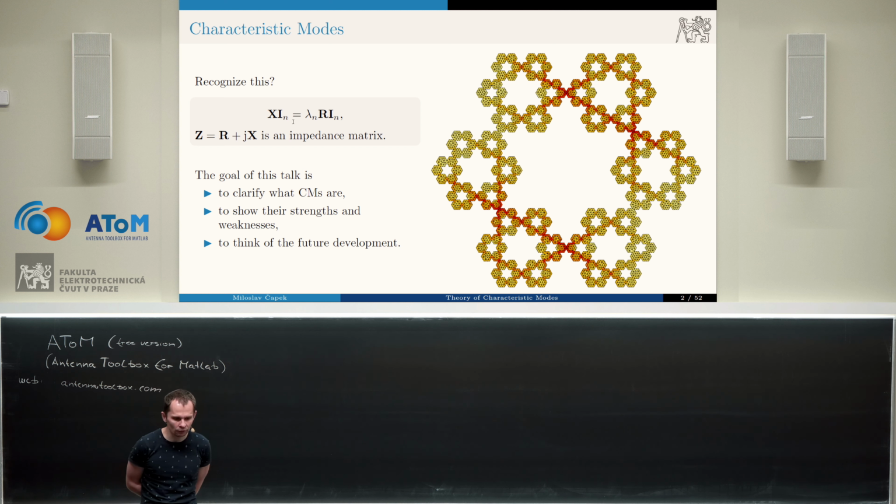Here, by the way, on the right-hand side, you can see a characteristic mode, in fact the dominant one, for a fractal shape of fourth iteration. So you can see that with this theory there is also some beauty coming in, and you can appreciate very nice patterns of electric current density on your shapes.